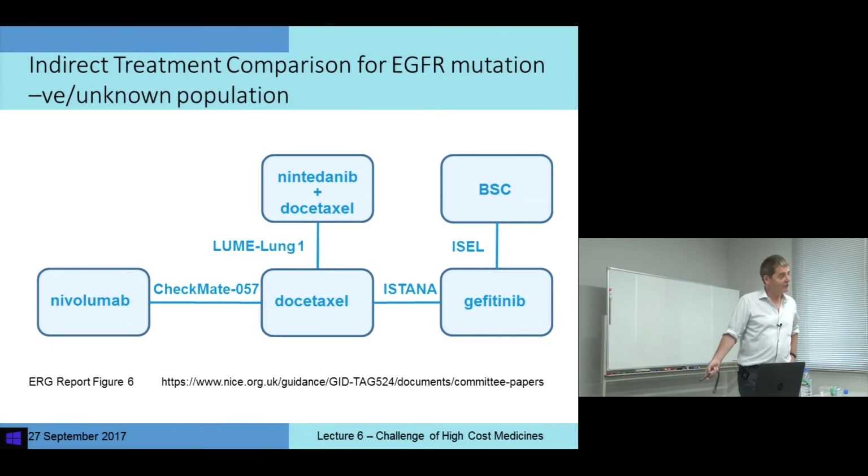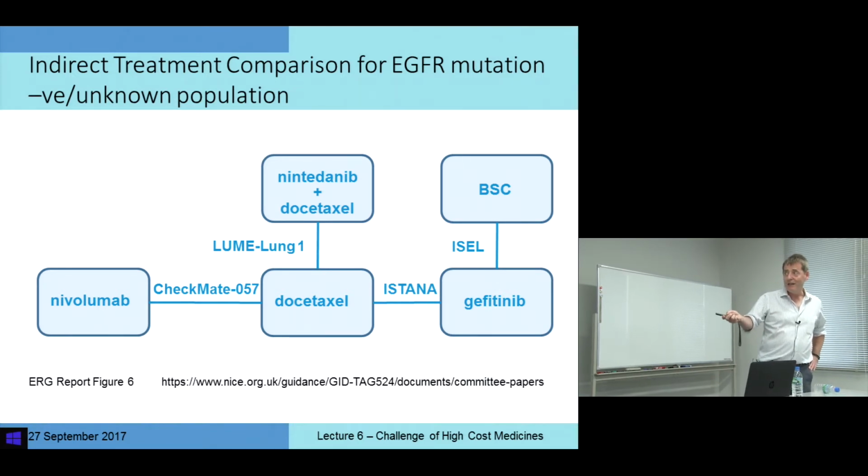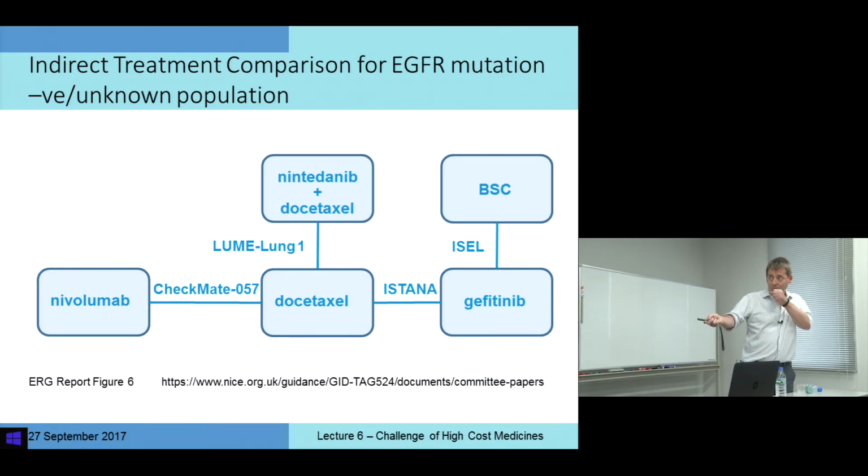Now that sounds so straightforward, but that will only work well if the patients in the docetaxel arm of CheckMate 057 are similar to the patients in the docetaxel arm of this thing called LUME-Lung 1, another trial. And frequently, they aren't similar. And so it's a real challenge.